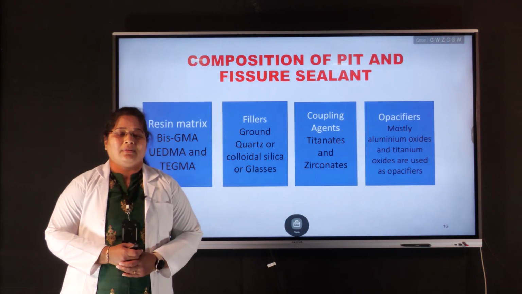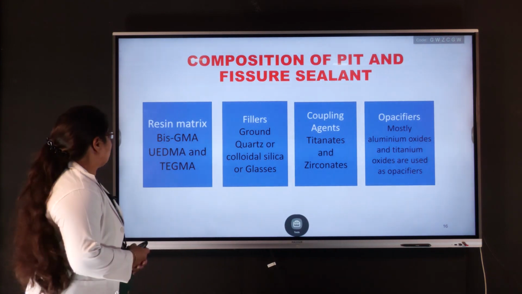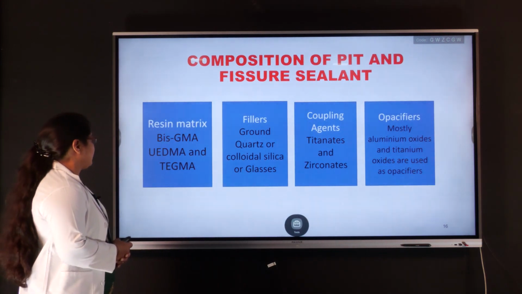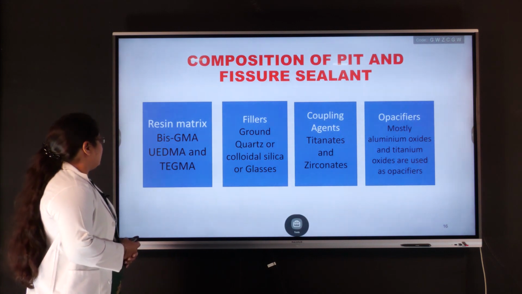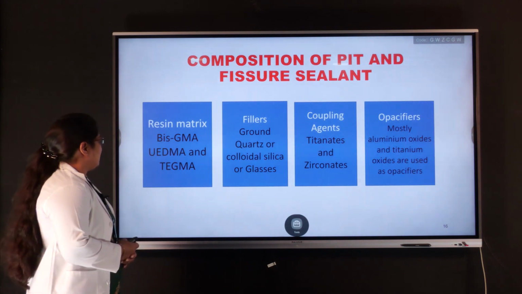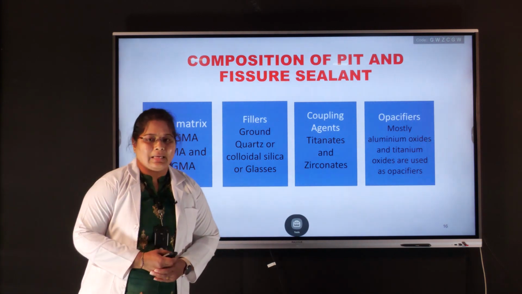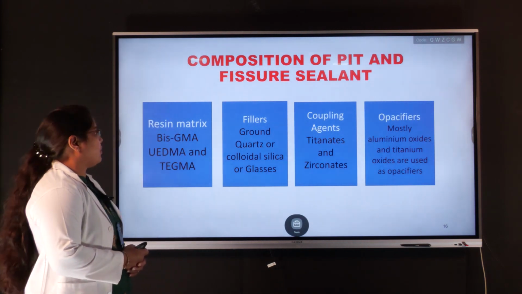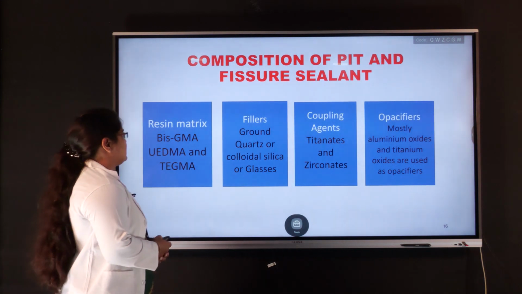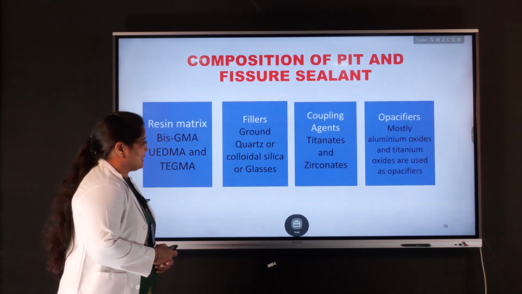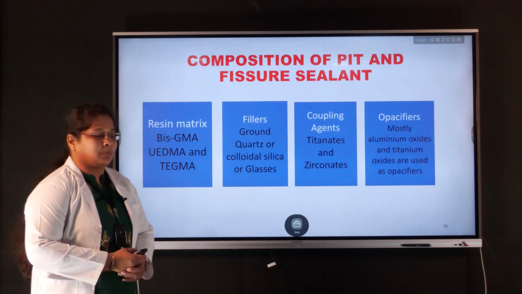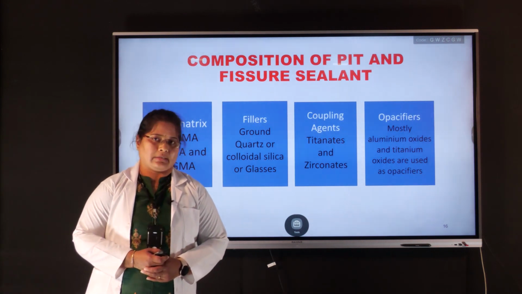Composition of pit and fissure sealants. First one is the resin matrix, that is BIS-GMA, urethane dimethacrylate, triethylene glycol dimethacrylate. Filler particles are silica, glass, and colloidal silica. Coupling agents are titanates and zirconates. Opacifiers are aluminum oxide and titanium oxide.